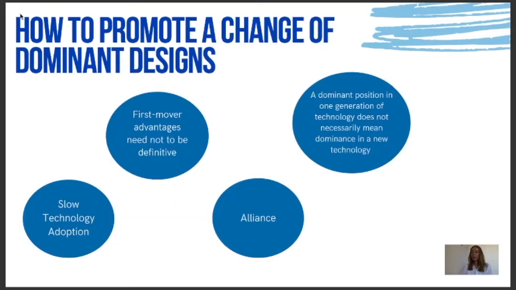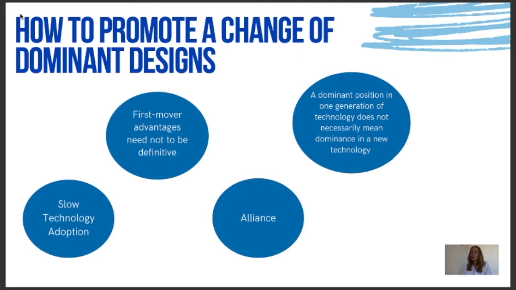So we're coming now to our last point. So how to promote a change of dominant design. And this is quite a challenging task because it is necessary to promote a change of opinion in a market to drive the design towards broad adoption and general market acceptance. I will illustrate it with a short example, the key learnings of the standard war in color television.